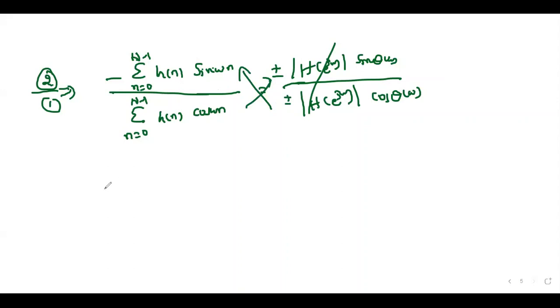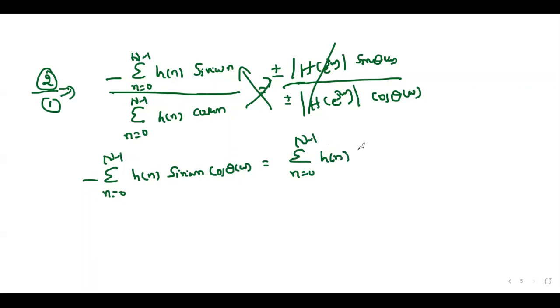Therefore, what I'll get is minus summation n is equal to 0 to N minus 1 h of n into sine omega n into cos theta of omega is equal to summation n is equal to 0 to N minus 1 h of n into sine theta of omega, cos omega n into sine theta of omega. Right.